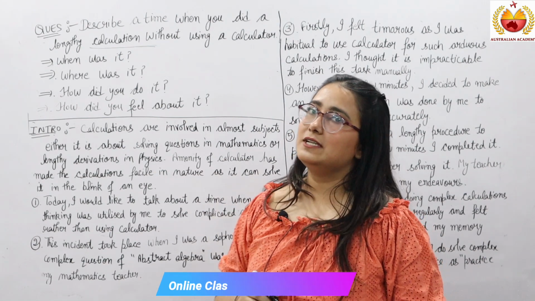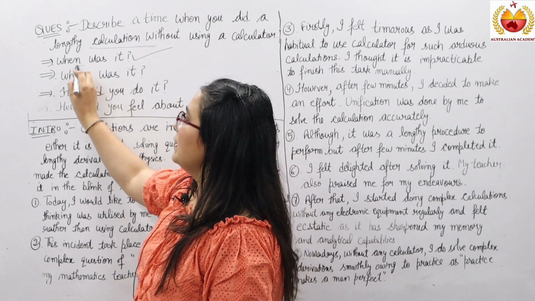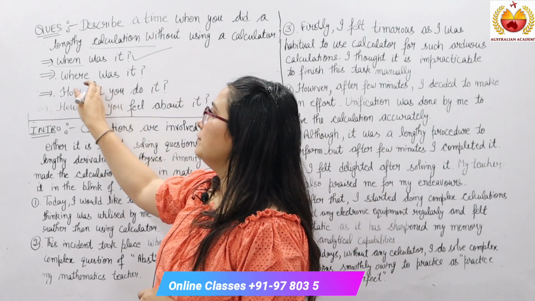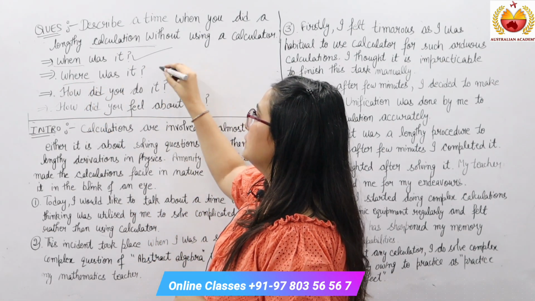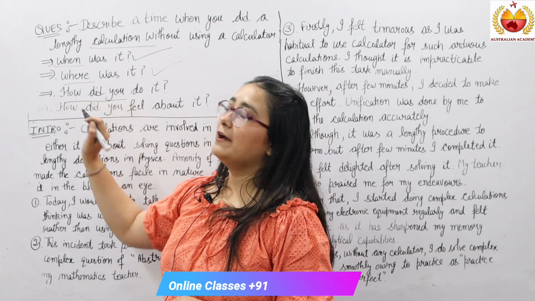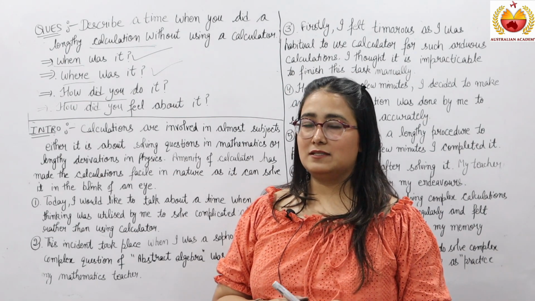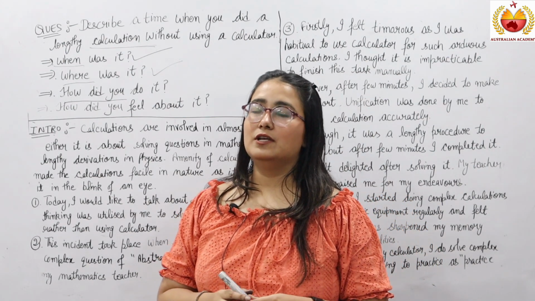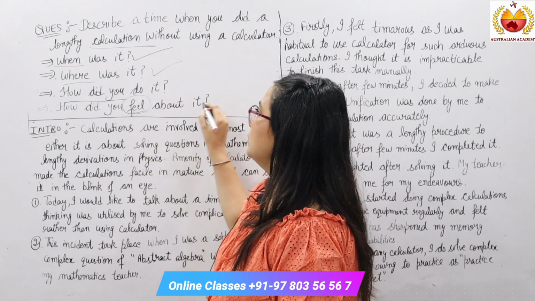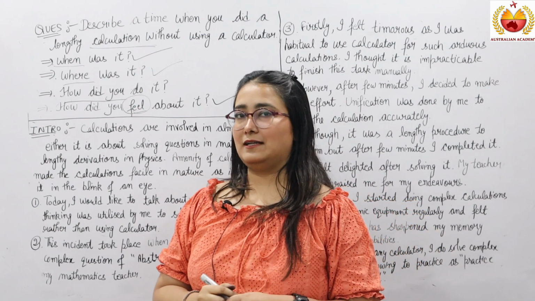So there are three questions that we need to explain. First, when was it? We have to describe the situation, like when it happened. Where was it? Where were we sitting? We were sitting in the class or somewhere, we have to explain that. How did you do it? We have to explain which method we utilized to complete the calculation without using a calculator, and how did you feel about it. So we have to express at the end how we felt after completing the task.